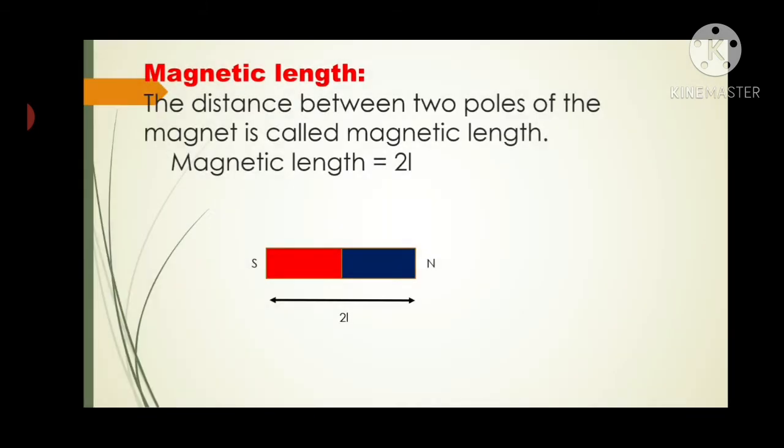Next is magnetic length. It is the distance between the two poles of a magnet. A magnet has two poles, that is north and south pole. Each of these poles has its own strength. So the distance between these two poles of the magnet is called the magnetic length. It is about 2L.